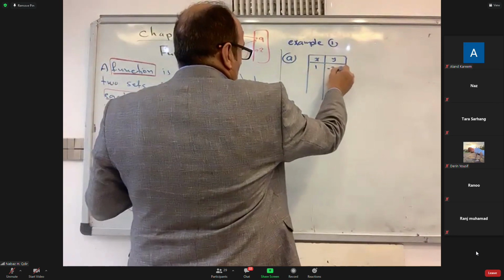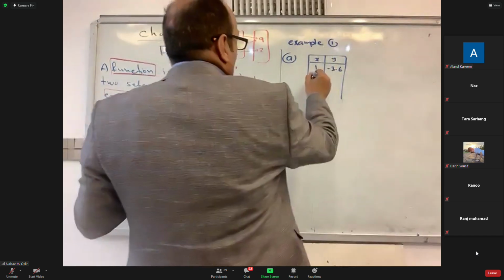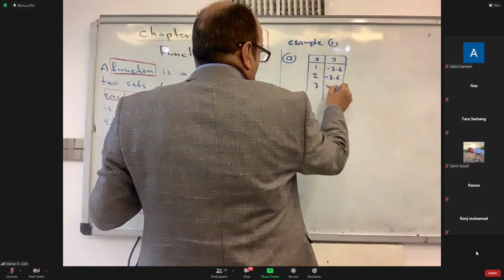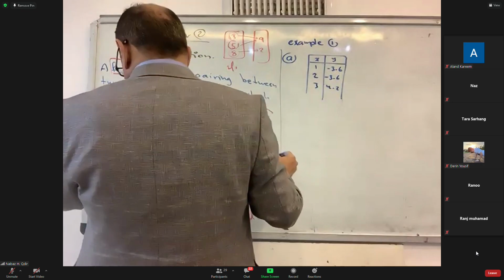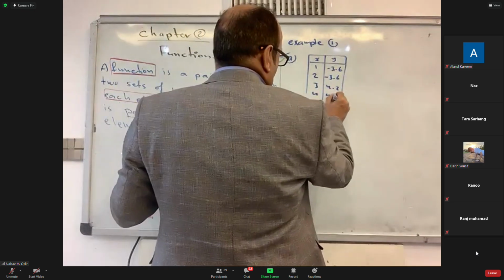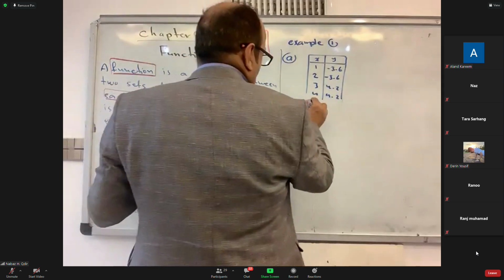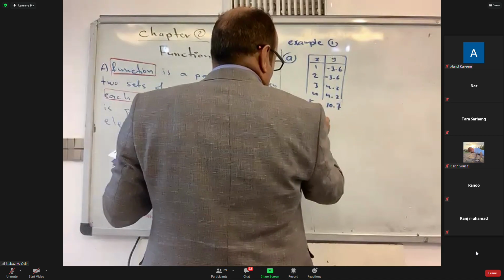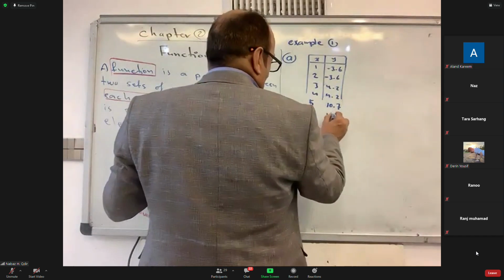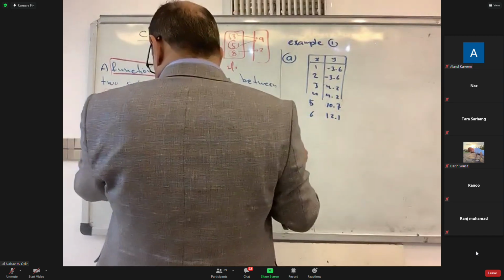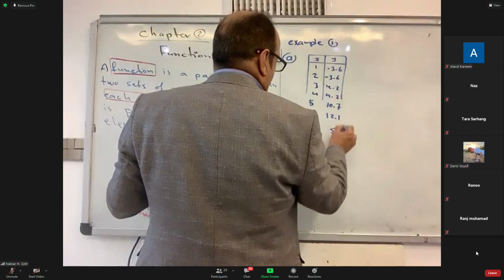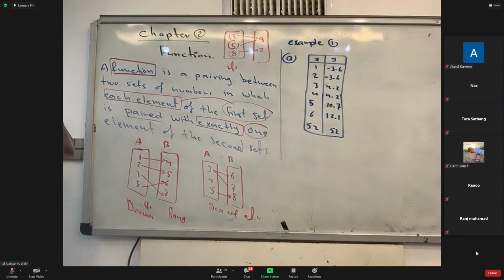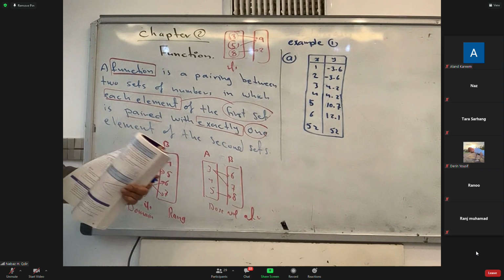1 with negative 0.6, 2 with negative 3.6, 3 with 4.2, 4 with 4.2, 5 with 10.7, 6 with 12.1, and 5 with 52. Let me see. Is this a function or not?